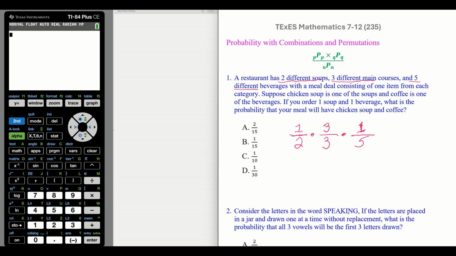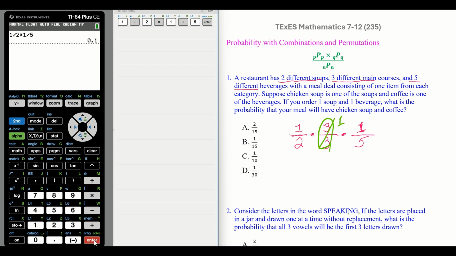Okay, let me change colors. Notice 3 out of 3 is 1, so we can multiply that. It doesn't matter. Really what we're doing is we're saying 1 divided by 2. I'm not going to use parentheses because my order of operations won't be thrown off. So times 1 divided by 5, enter. That is 1/10, which is 1 over 10. We can double check that with math. Enter, 1/10. C is our option.